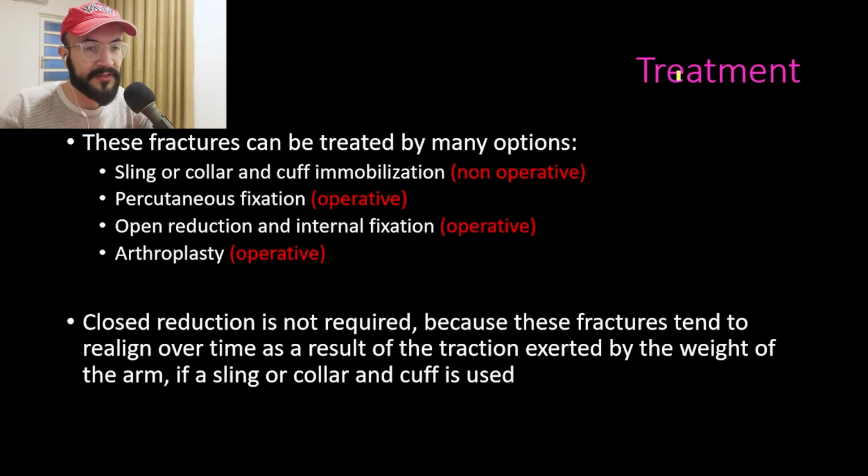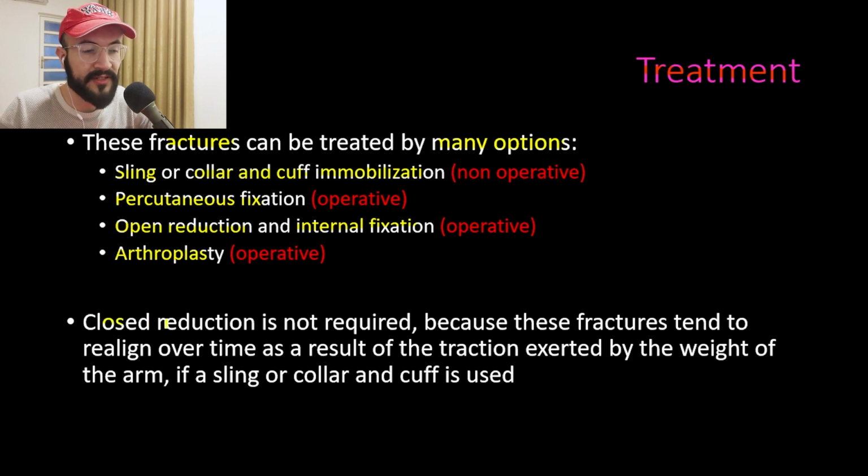Now let's talk about the treatment. Proximal humerus fractures can be treated by many options. They can be treated by either a sling or a collar and cuff immobilization, and this is a type of non-operative treatment. Or they can be treated by percutaneous fixation, or open reduction and internal fixation, or arthroplasty. And all three of those are operative treatment methods.